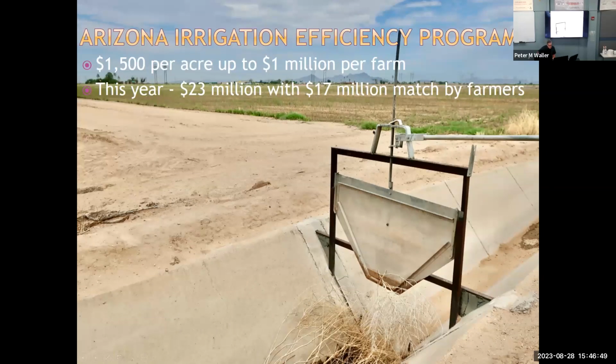Okay, and actually, that's exactly what happened up in Washington. We would design the systems and then we'd take it over to the NRCS office and they would check it over and then give the farmer the money.